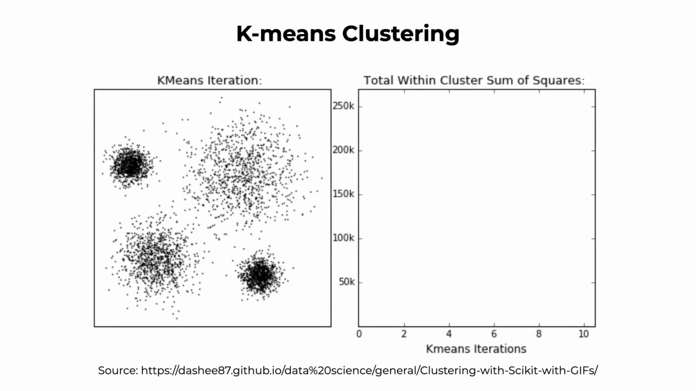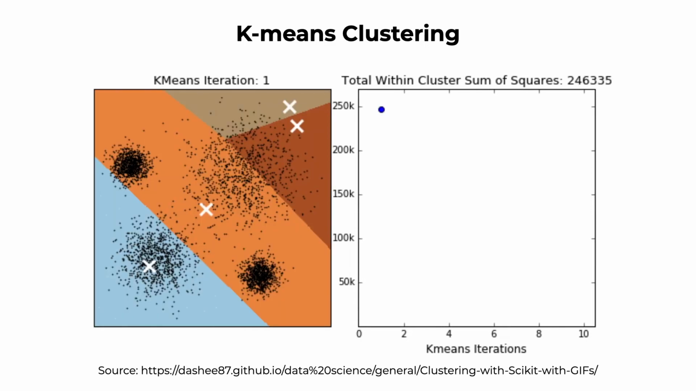Another method that we will talk about is k-means, which is probably the most popular clustering algorithm of all. It is a partition type of approach. The algorithm itself is relatively simple.